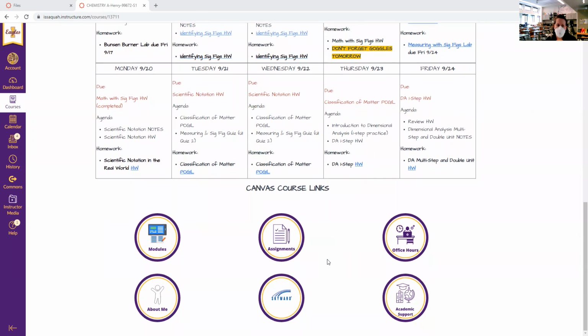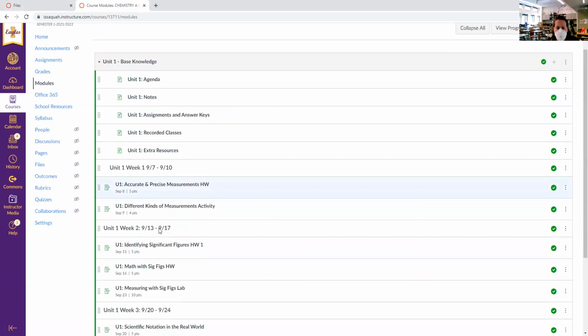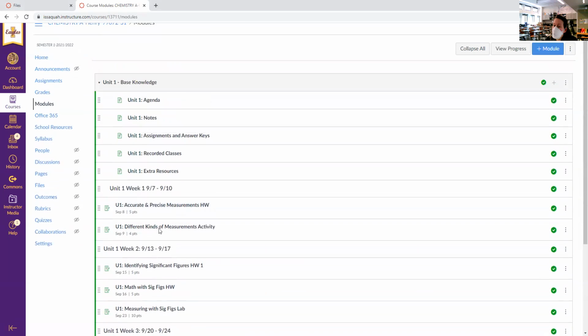Then the most important part of our website is going to be the modules. This is where you're going to want to live. You can find the modules by clicking on this button down here or by going to the course navigation. It doesn't matter. Right now, we only have one module because a module is the same as a unit and we are in our first unit, but every single module will be set up the exact same way.